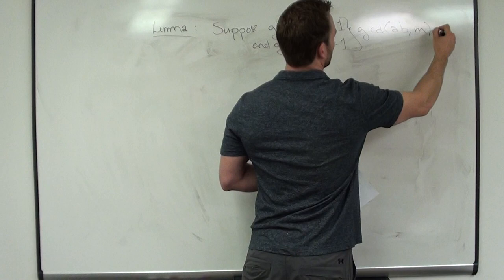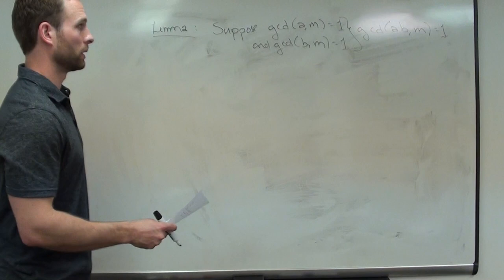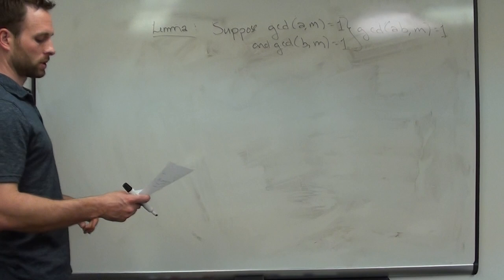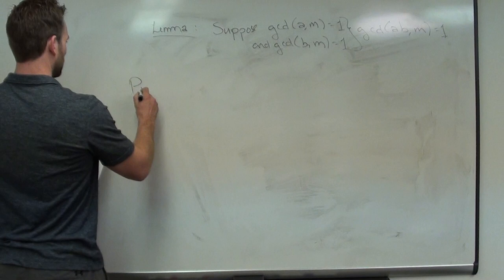We're not really getting any new common factors with M when we just multiply AB together, because A and B already don't share common factors with M, so we're not getting anything new from that. It's just nice to get the proof technique down of what we want to do with this. So, proof.